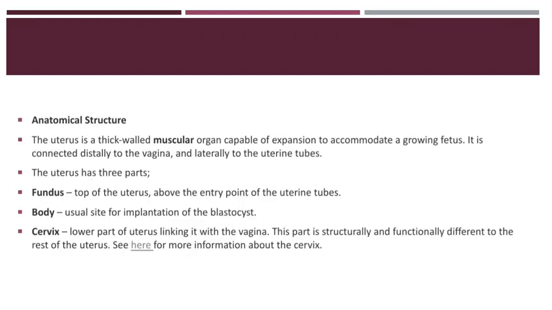The anatomical structure: the uterus is a thick-walled muscular organ capable of expansion to accommodate a growing fetus. It is connected distally to the vagina and laterally to the uterine tubes. The uterus has three parts. One is the fundus, the top of the uterus above the entry point of the uterine tube. The body is the usual site for the implantation of the blastocyst. The cervix is the lower part of the uterus linking it with the vagina. This part is structurally and functionally different to the rest of the uterus.